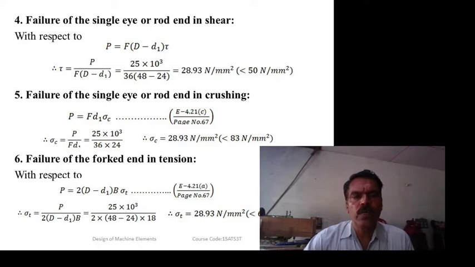Therefore 2 into (capital D minus small d1) into capital B into sigma t. For failure of the forked end in tension, it should be multiplied by 2, because the forked end has two eyes. Using this relation, the only thing left is to calculate sigma t. So sigma t is taken outside, and by substituting all these values we finally get sigma t equal to 28.93 Newton per mm square. It should be less than the given permissible value, hence the design of the forked end is safe in tension.